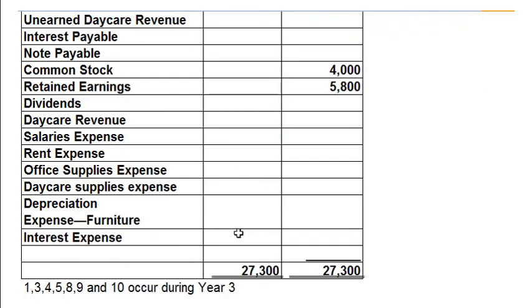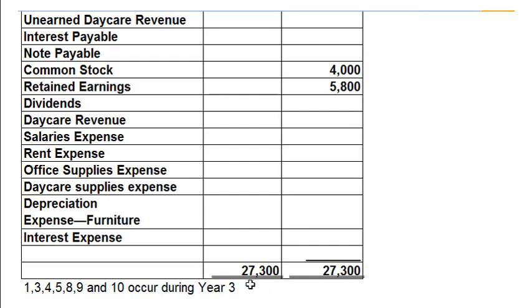Just as we know the accounting equation has to balance, the grand total of all the assets has to equal the grand total of all the liabilities and equity, we also know in a general ledger accounting system, the grand total of all the debits has to equal the grand total of all the credits.